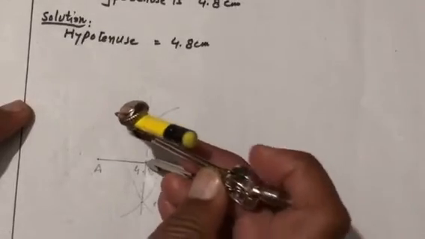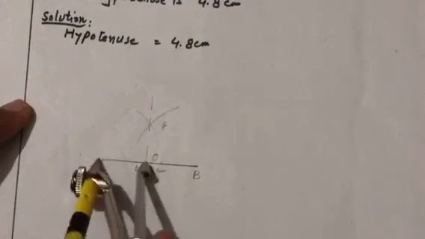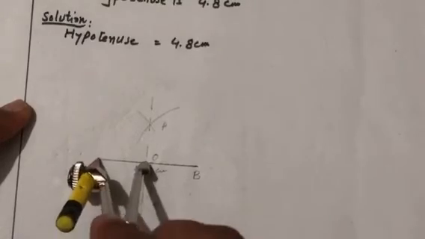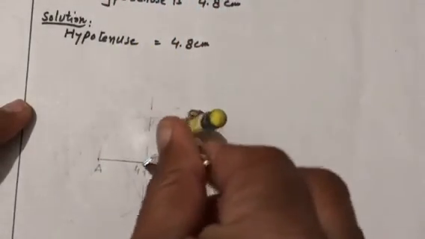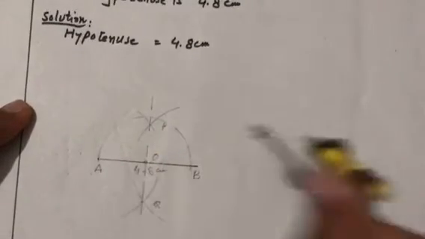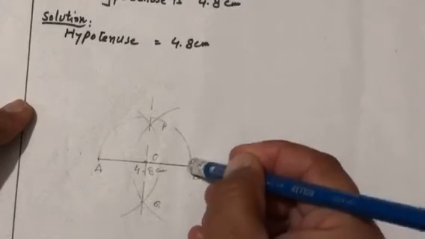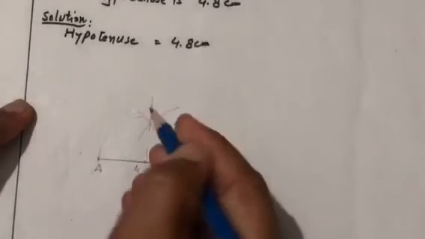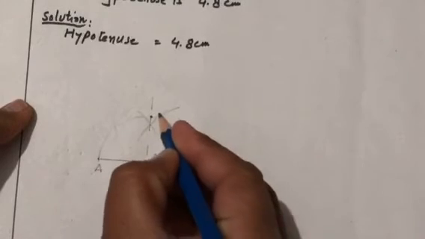Now with the center O, we will open the compass from O to A or O to B. Here we can open the compass to OA and draw a semicircle with the dotted line, which cuts PQ at point C.